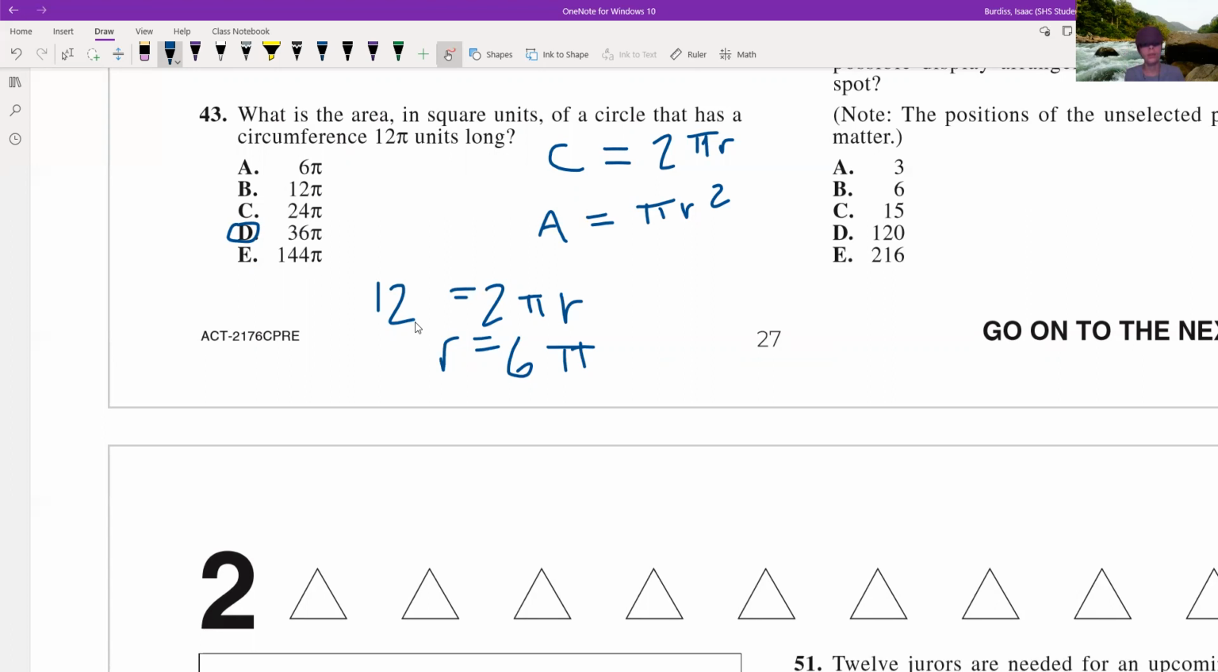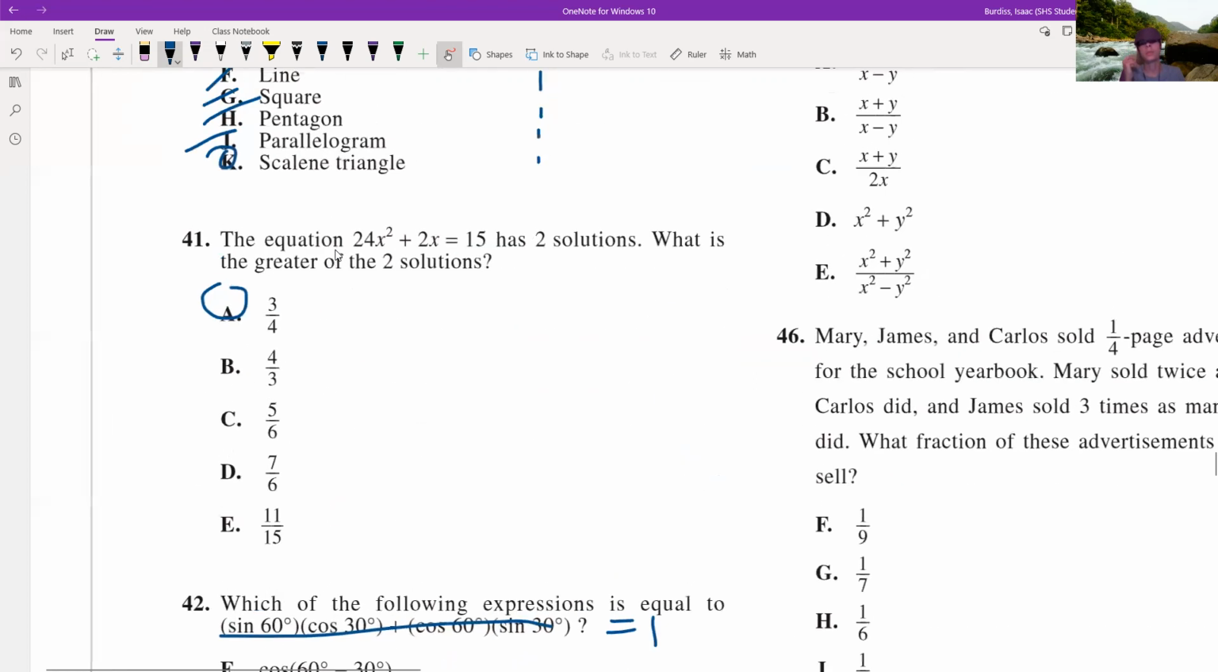The radius is 6, not 6 pi. What am I thinking? Oh, that's what I did. The circumference is 12 pi, not just 12. So the pi's would cancel out and you would get 6. 6 squared is 36 times pi is 36 pi. Okay. All right.